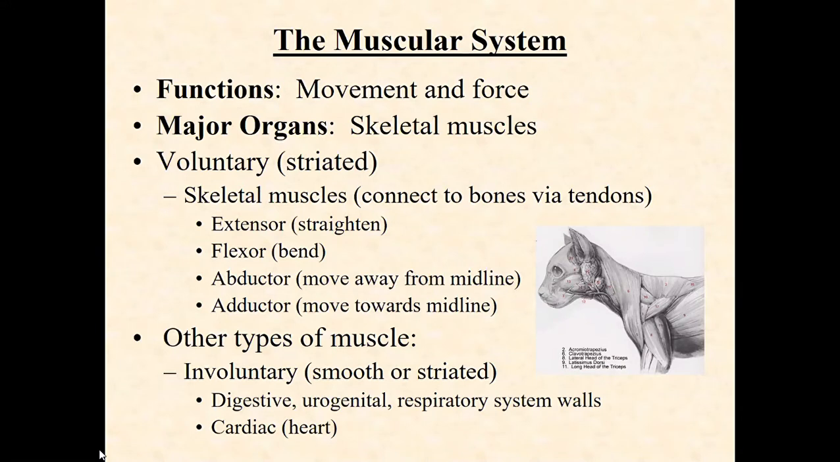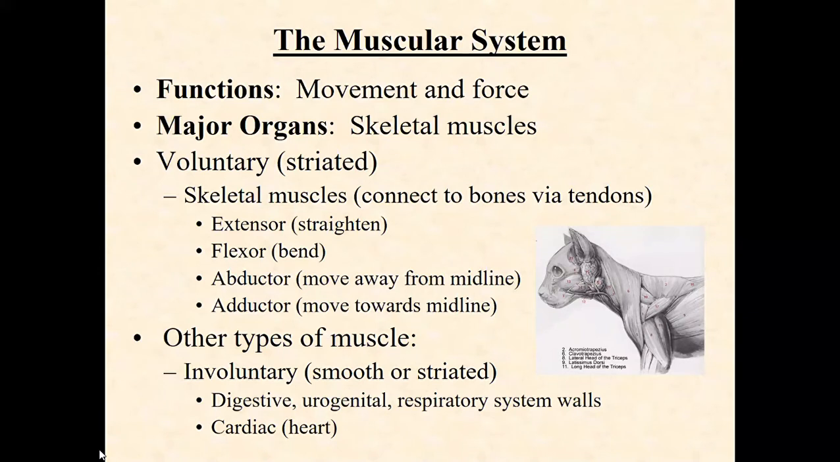Muscular system functions: movement and force. Major organs, you have your skeletal muscles. Voluntary, you have striated muscles, which you see in this cat, or if you dissect the cat, you'll see in the structure. Once you remove the skin, it looks similar to this, and it has the striated muscles. The skeletal muscles are connected to bones via the tendons.